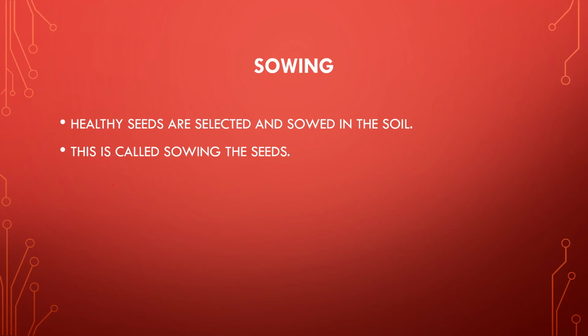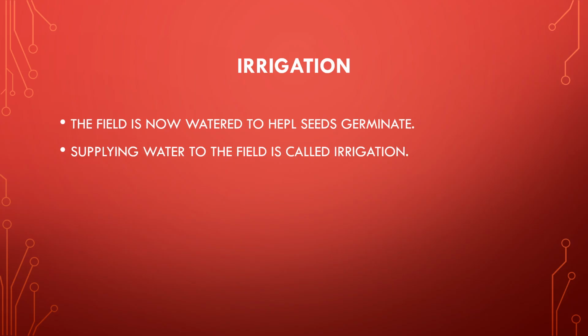And after sowing, we irrigate the field. The field is watered to help the seeds germinate. Supplying water to the field is called irrigation. When they get water, they grow and germinate.